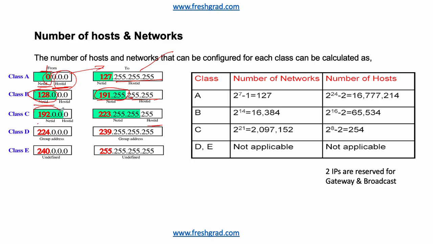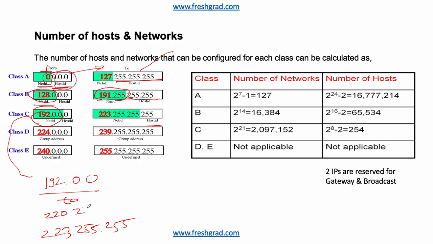Okay, so class C, we have the first three digits, 192.0.0 to 223.255.255. That's your network ID. So in simple terms, in class C, your network ID can be anything from this range, 192.0.0 to 223.255.255. And you can take any, for example 220.220.220, and this can be your network ID as well, right? So anything within this range is your network ID.